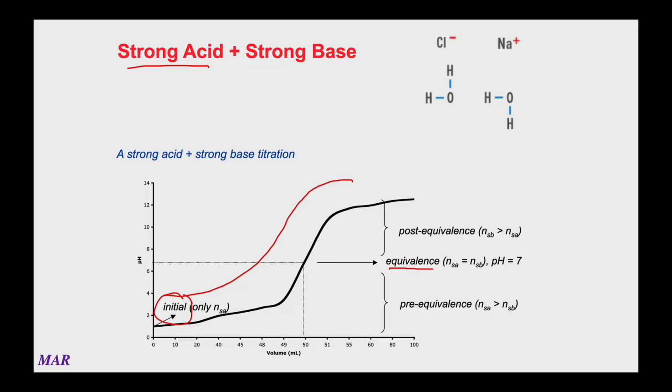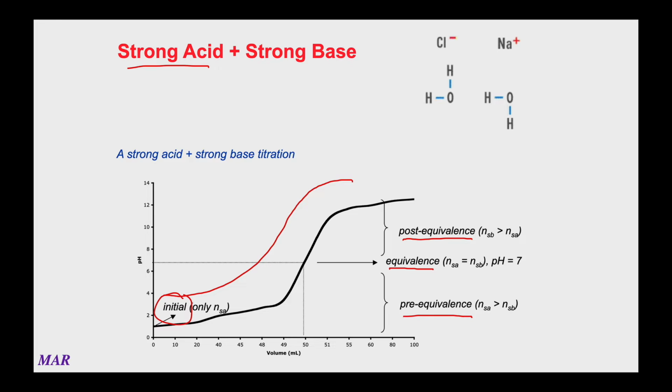One of the regions is called the equivalence region, and that's where the moles of what you start with equal the moles of what you're adding. And so the moles, which is the symbol N, moles of strong acid equal moles of strong base, and for these the pH should be about 7. Then there is the pre-equivalence region, where the moles of what you start with are greater than the moles of what you're adding. And then finally, there's the post-equivalence region, where the moles of what you're adding are greater than the moles of what you started with.